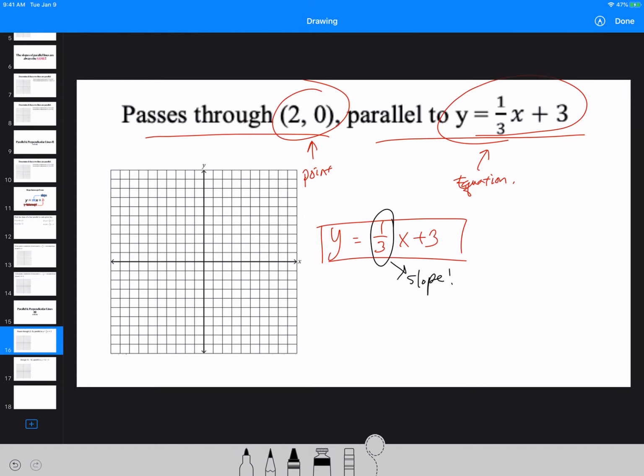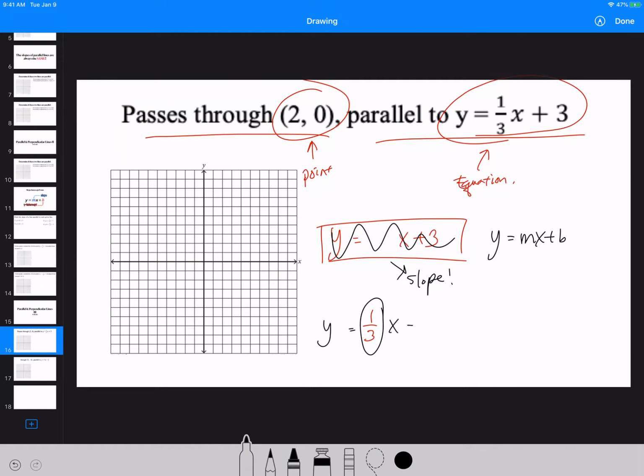So you're literally just taking this away from the first equation, and the rest of it you're disregarding because you do not need it whatsoever. The only thing that you would need is the slope. So then my second equation that I'm going to try to create also needs to be in the format of y equals mx plus b. And so the slope is just going to be 1/3.